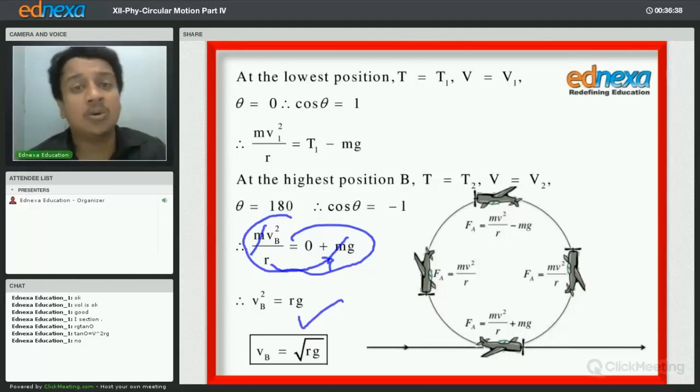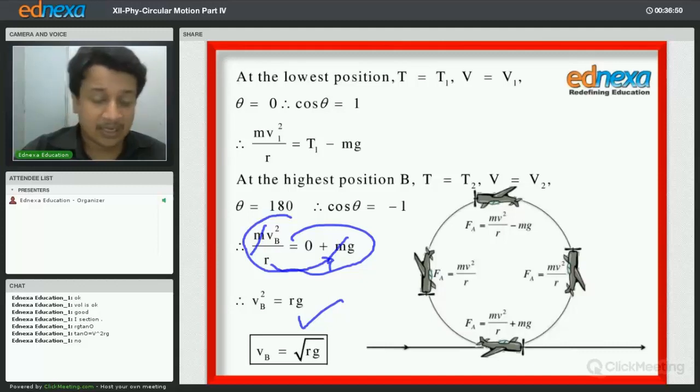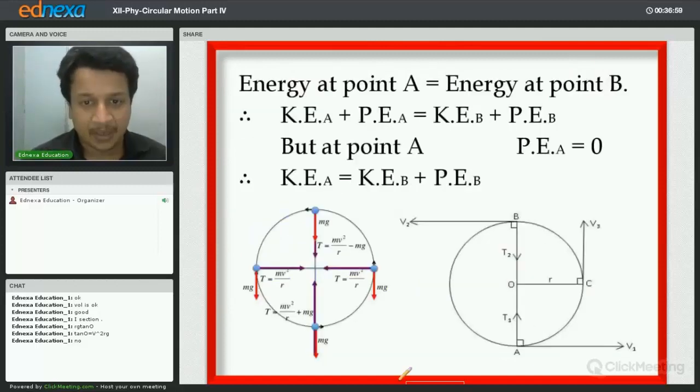If it is greater than under root rg, then also it's okay, there is no problem. But if it is less than under root rg, then all glasses will fall down, as we saw. After some time we are going to study one more video, and at that time we will discuss all these laws with a very fabulous, interesting motor vehicle video.